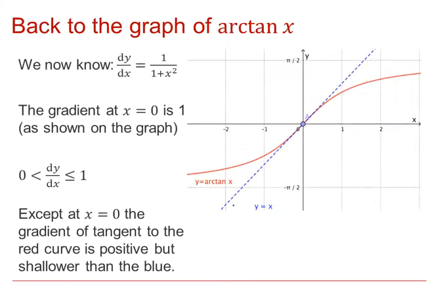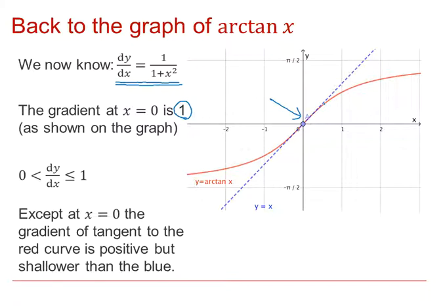So if we now go back to the graph of arctan x and we look at the gradient and features in a little bit more detail, we know that the gradient function is 1 over 1 plus x squared. If we look at x equals 0, so if we look at the origin, when x equals 0, the gradient function will be 1. So the gradient of this curve is 1 at the origin.